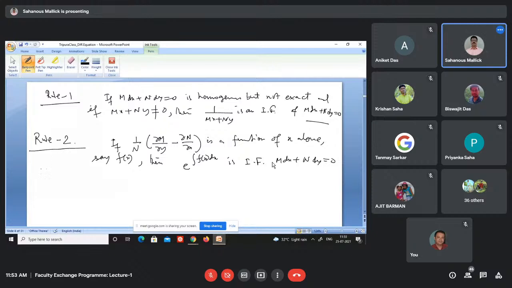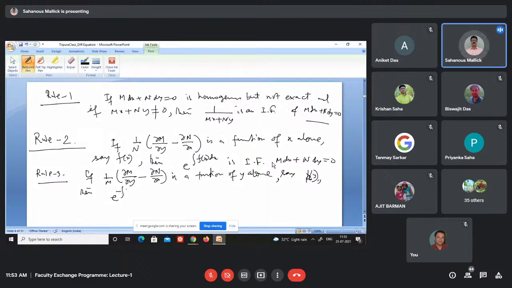Rule 3 is also similar to Rule 2. If 1 by M into (del M del y minus del N del x) is a function of y alone, say phi(y), then e to the power minus integration phi(y) dy is an integrating factor of M dx plus N dy equal to 0.